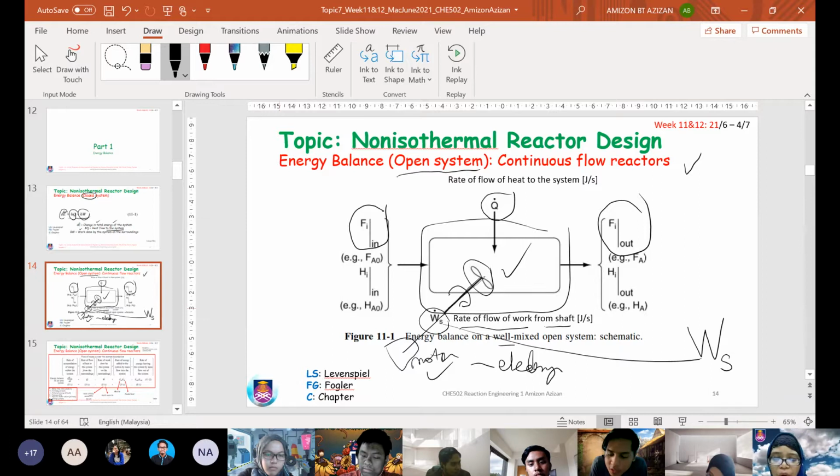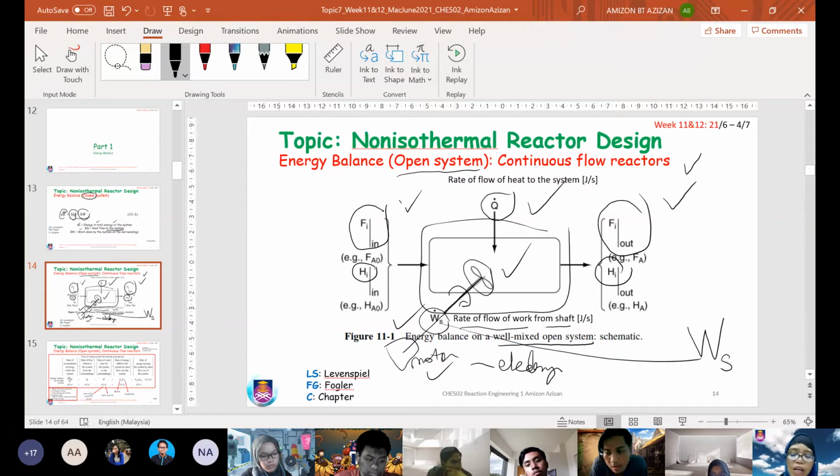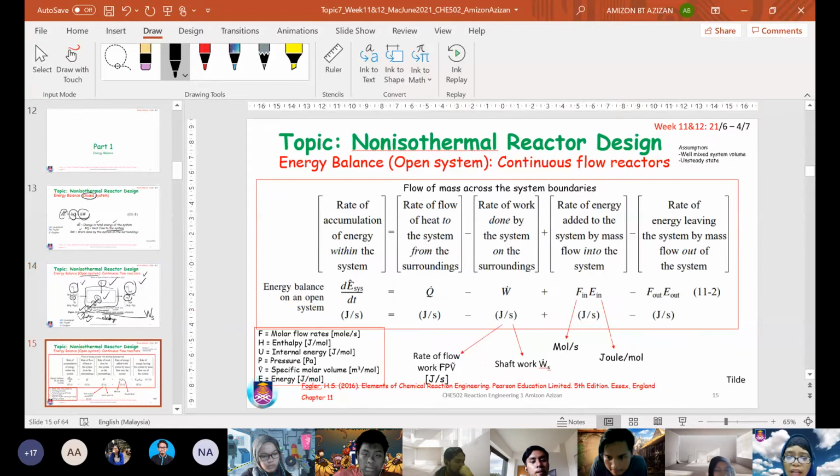So it's a well mixed open system, yeah, because we have this impeller. We have flow in, flow out. We have Q in, then we have work flow from the shaft. And due to the change of temperature, we have enthalpy. So that is enthalpy. H refers to enthalpy. All right, so we're going to go to the next slide.